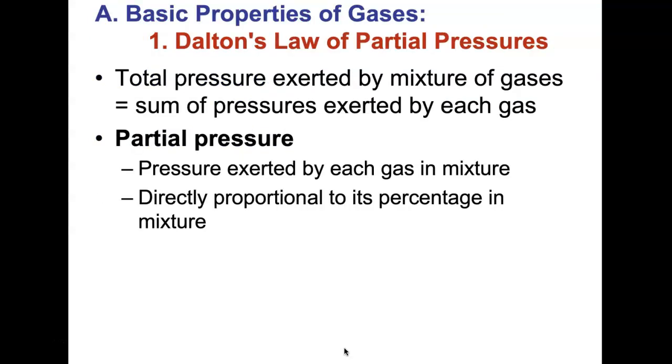So the first law is Dalton's law of partial pressures, which states that the total pressure exerted by a mixture of gases is the sum of the pressures exerted independently by each gas in a mixture. And further, the pressure exerted by each gas is known as its partial pressure. So this is directly proportional to the percent of that gas in the mixture.